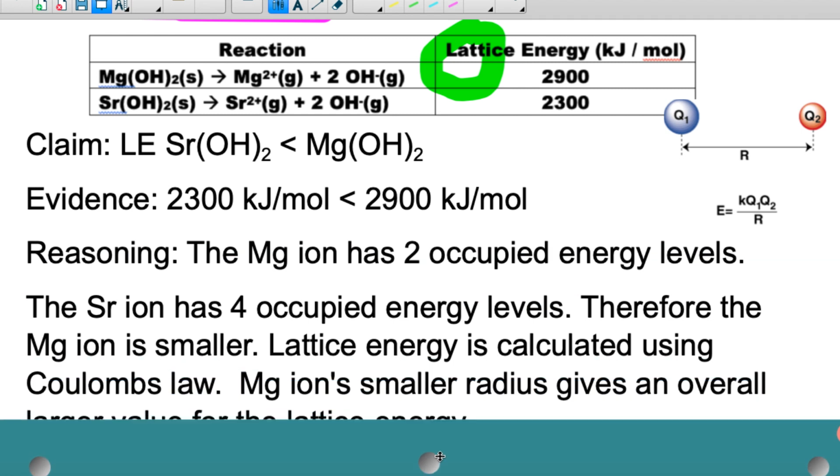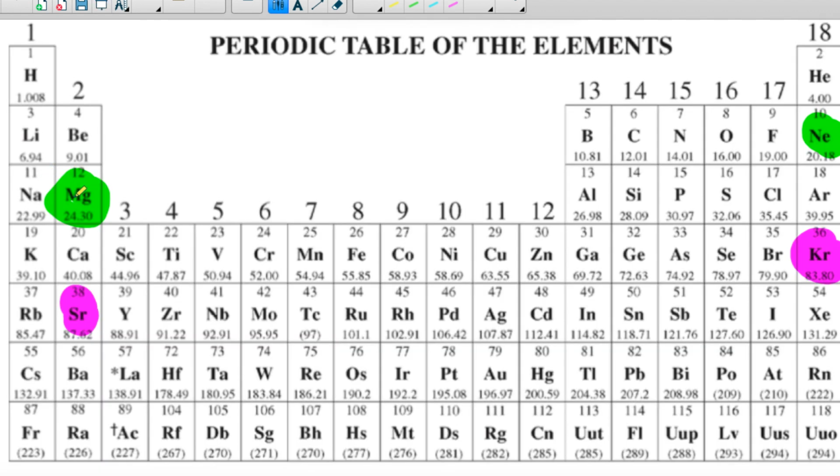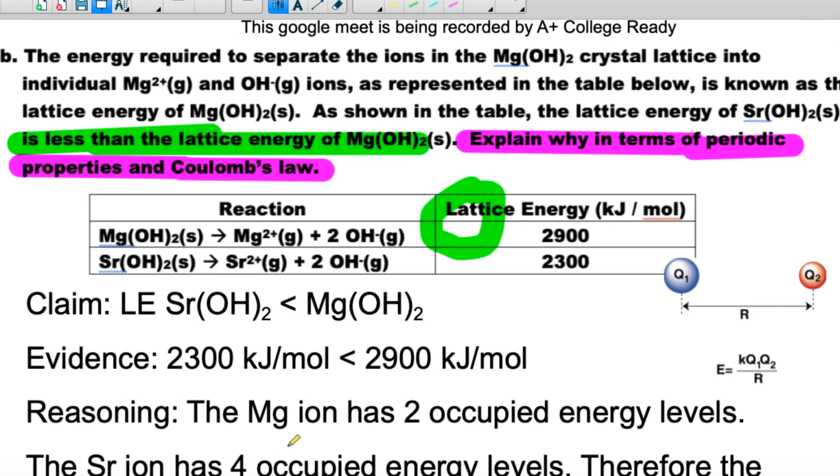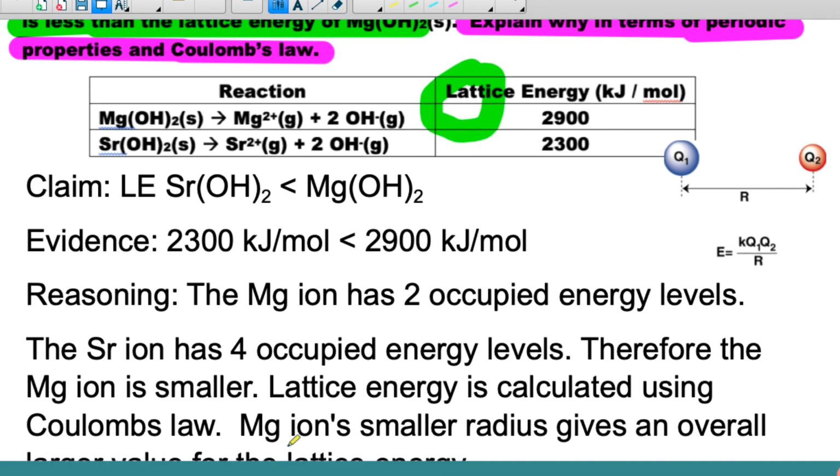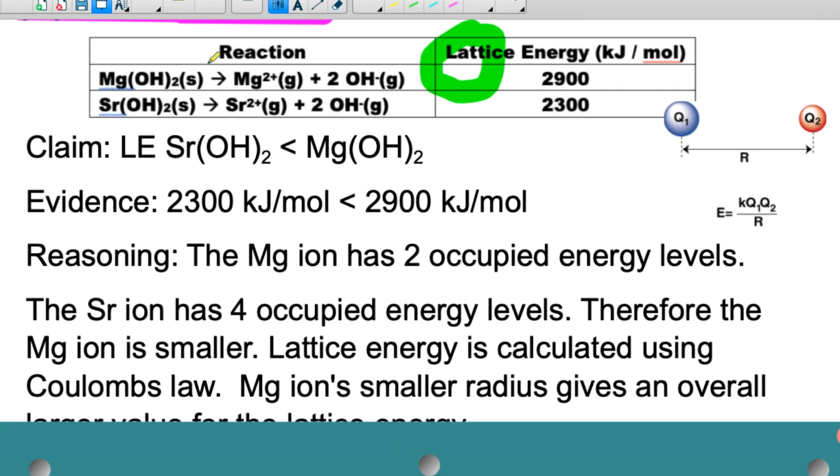Let's talk about electron configurations. Magnesium has 2 occupied energy levels. Magnesium looks like neon. Neon has 2 occupied energy levels, whereas krypton down here has 4 occupied energy levels. So you want to just go back and say magnesium ion has 2 occupied energy levels like neon. Strontium ion has 4 occupied energy levels.